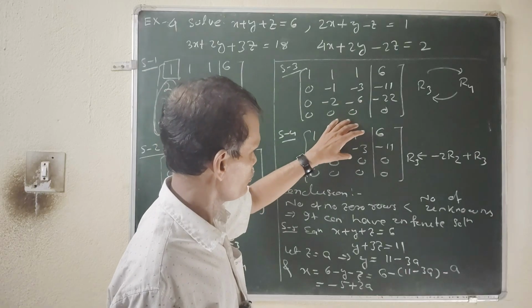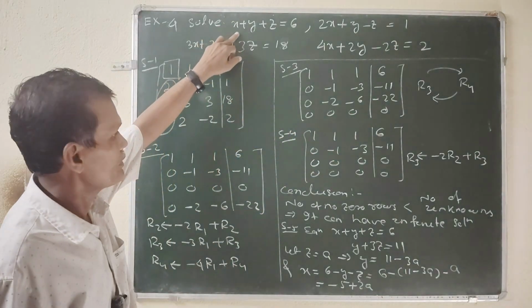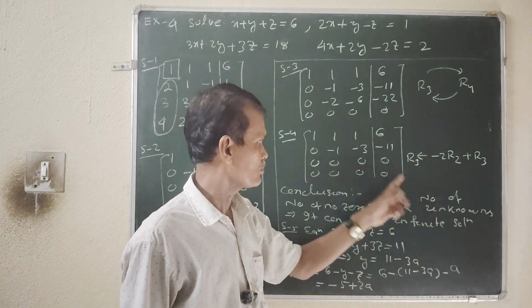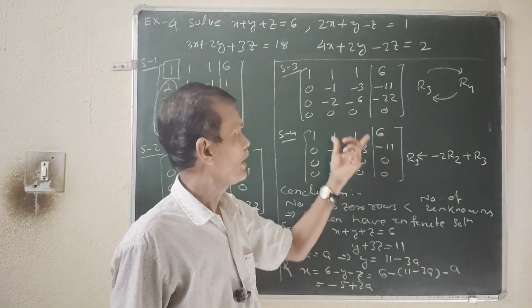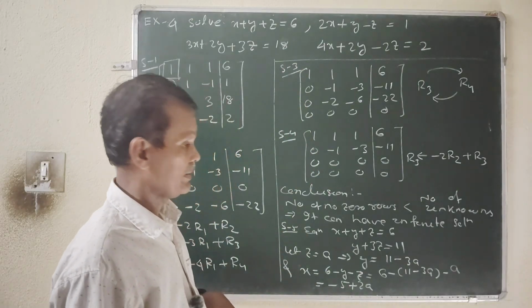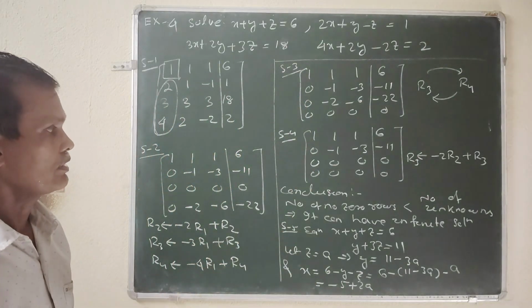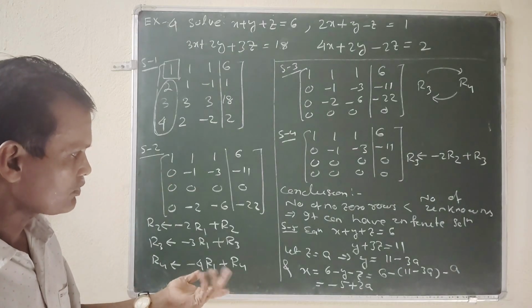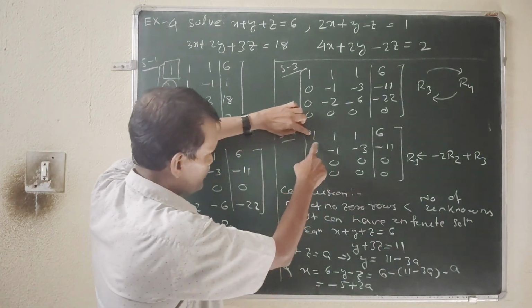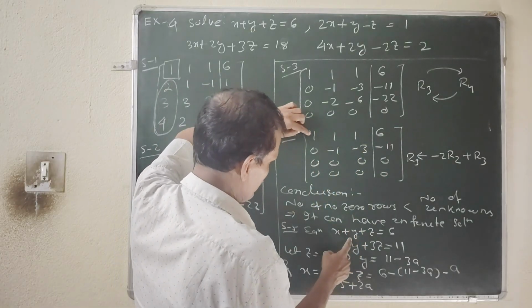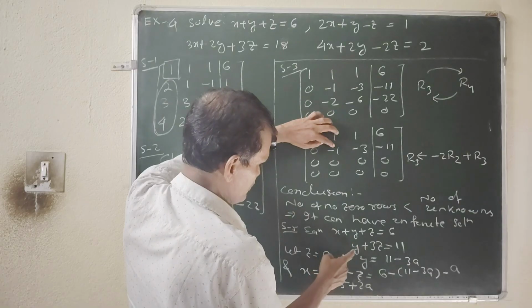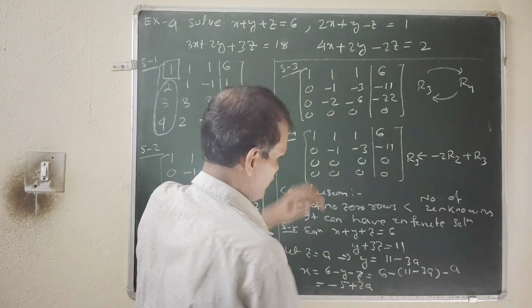As we get 2 non-zero rows, how many unknowns are there? 3. If the number of non-zero rows is less than the number of unknowns, here the number of non-zero rows is 2 and the number of unknowns is 3, so 2 is less than 3, then we say it gives infinite solutions, right? How it gives infinite solutions, that I have explained. You see, from this you write the equations: x plus y plus z equal to 6. This is minus y minus 3z equal to minus 11. If we multiply by minus, that gives y plus 3z equal to 11.